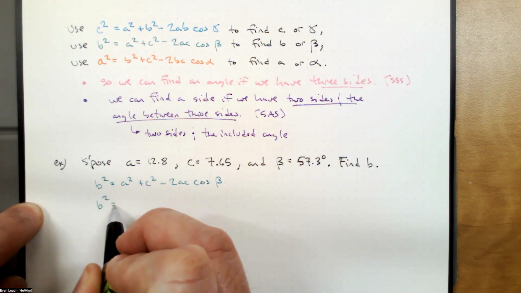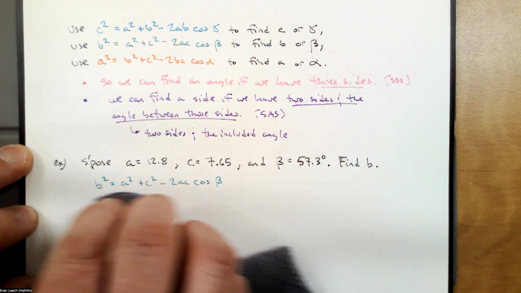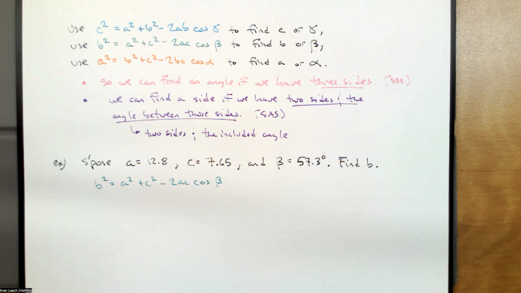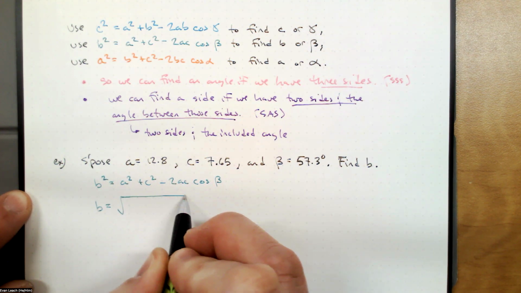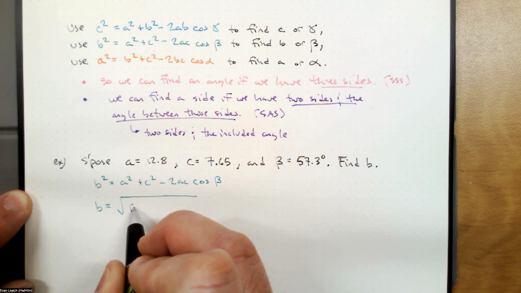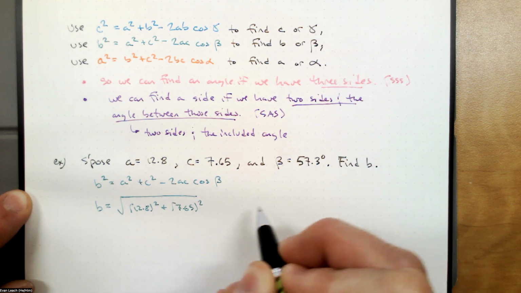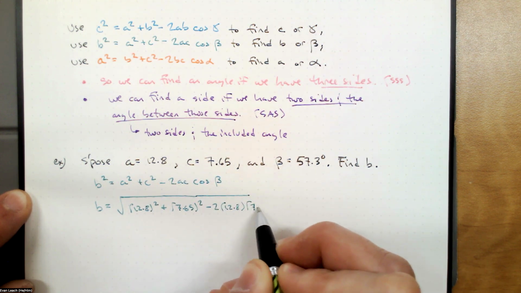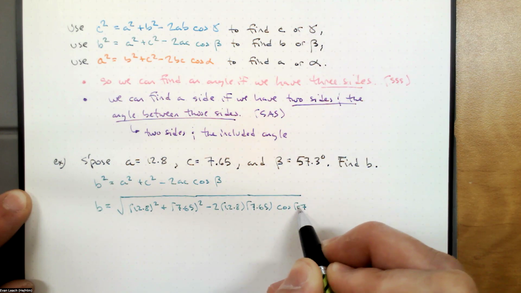This next one, I'm not going to just write the generic one again. I'm actually going to be plugging numbers in, but I'm going to start by writing B squared equals. I don't want to know what B squared is. I didn't say find B squared, I said find B. To find out what B is equal to, I need to take the square root of both sides. So here's what we're going to write instead. B is equal to the square root of A squared plus C squared. So A is 12.8 squared plus C squared, which is 7.65 squared, minus 2A, 12.8, C, 7.65, times the cosine of 57.3.